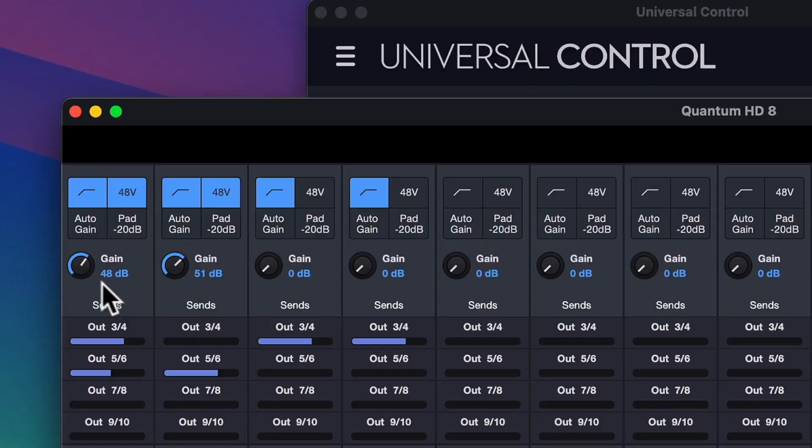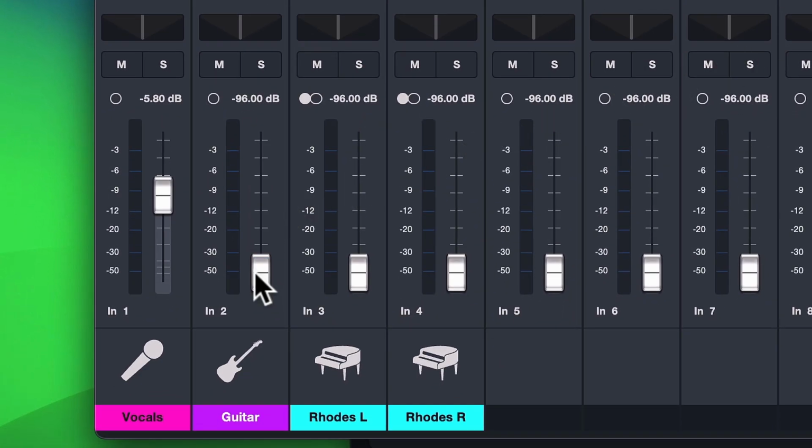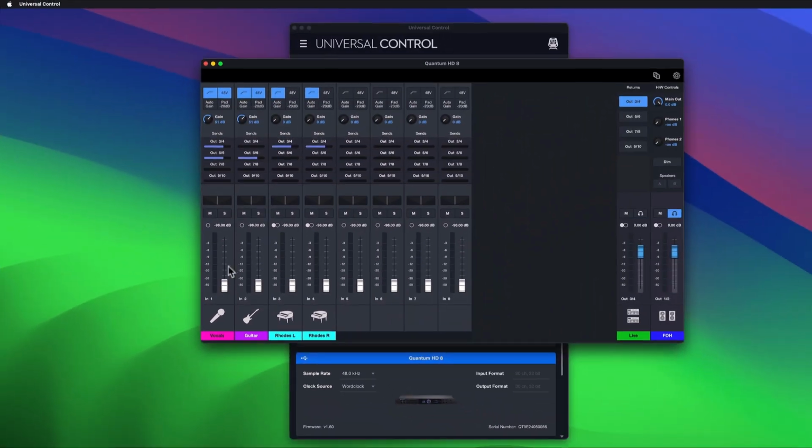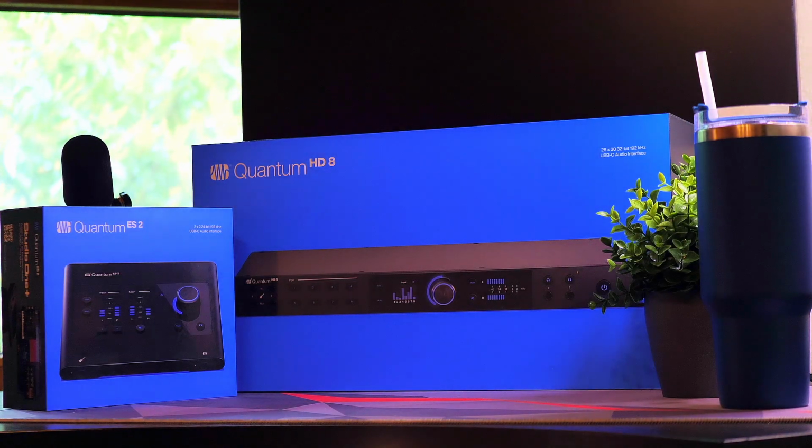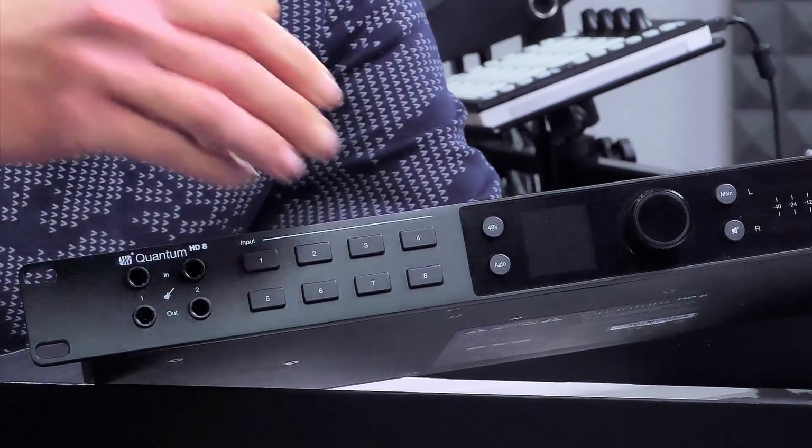What that means is that the new Quantum interfaces are incredibly fast and you can play any kinds of instruments with effects without any audible or noticeable delay. And if you require even less latency, then you can always use the included Universal Control software for direct monitoring, custom routing, and more.